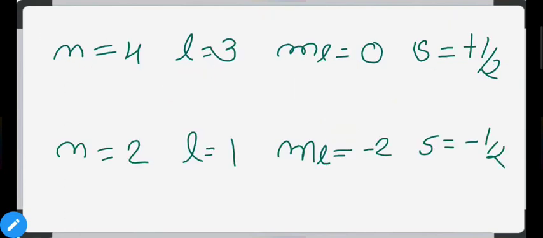Now we have a little exercise for you. Here two different sets of quantum numbers are mentioned for two different electrons. Your target is to find which of them is possible and which of them is not. We will discuss the answer in the next lecture.